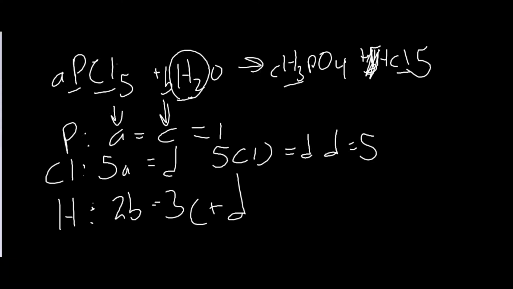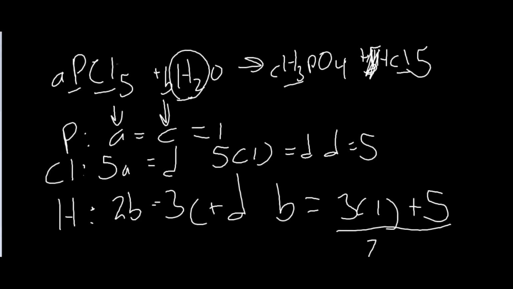And we can also plug in C. Right? Yeah, we can plug in C. So then we could say B equals 3 times 1, because C we already established equals 1, plus 5, divided by 2, because, you know, algebra, will give you 4. So then B equals 4. So we need 4 hydrogens.